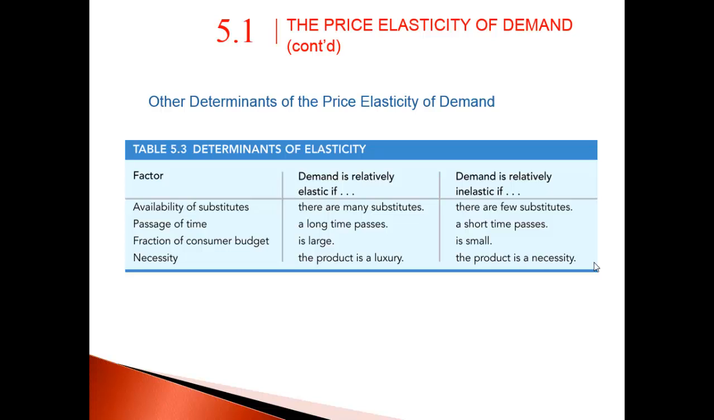if there are a lot of options, then you are going to be very price sensitive because, hey, you've got lots of choices. You're going to want the cheapest. If there aren't very many substitutes or options, you're pretty inelastic. You're essentially dependent on what they're going to offer you.